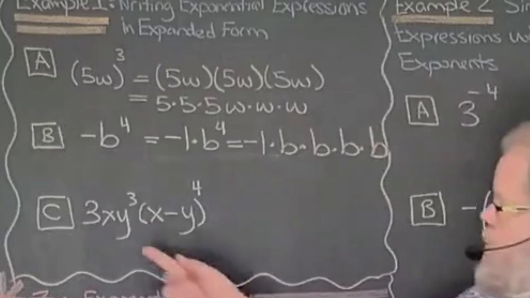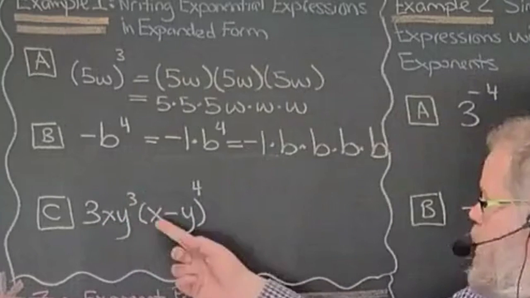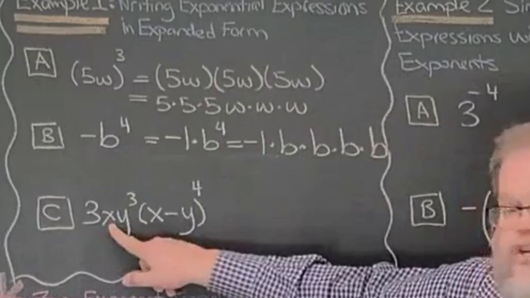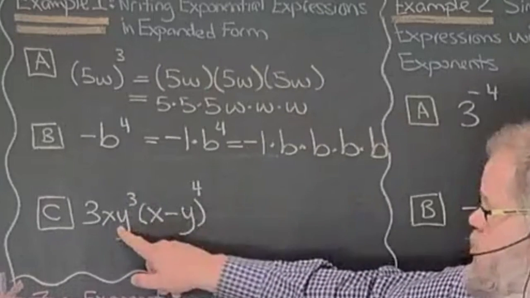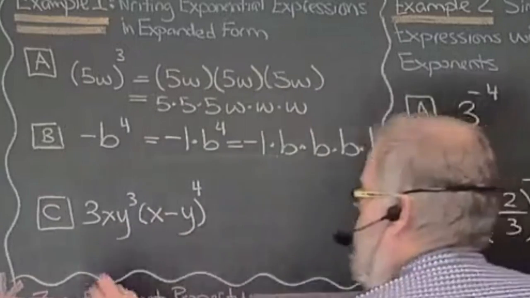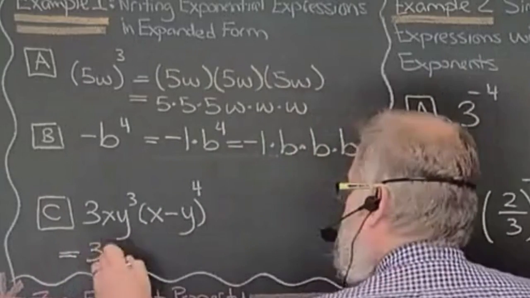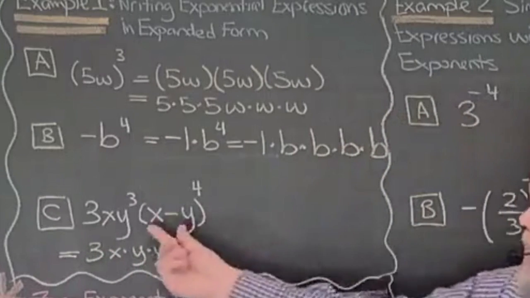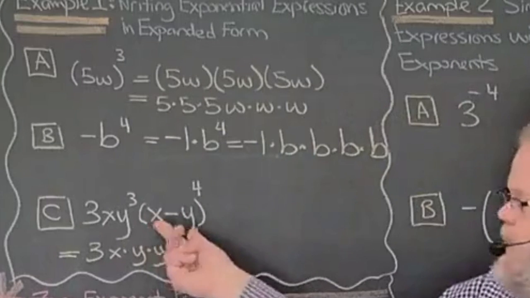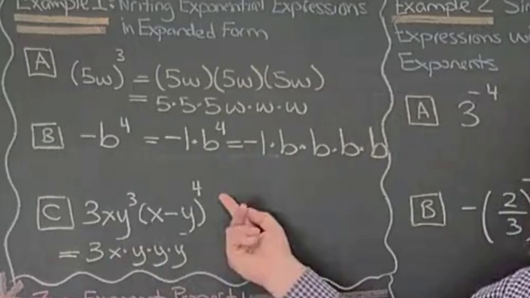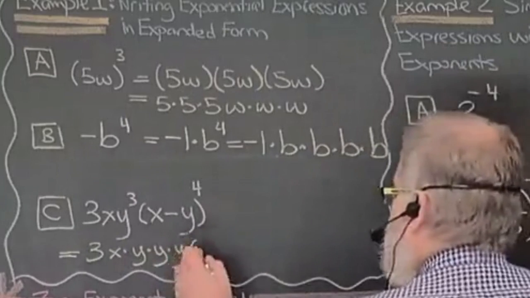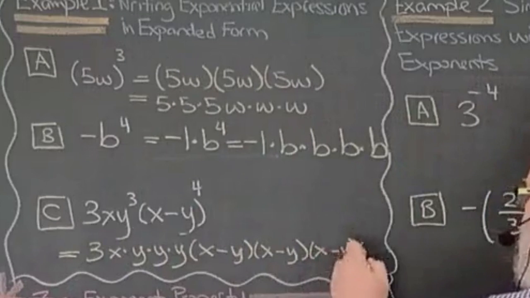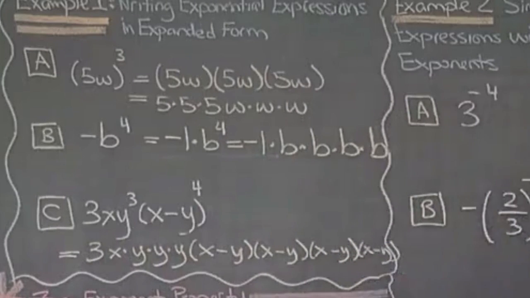All right, let's go ahead and look at 3xy cubed, times x minus y to the 4th power. X is not being raised to the 3rd power. It's just the base of y. So this becomes 3x times y times y times y. And then this binomial of x minus y is being raised to the 4th power. So this is repeated 4 different times. So this is x minus y, x minus y, x minus y, x minus y. And there's the expanded form.